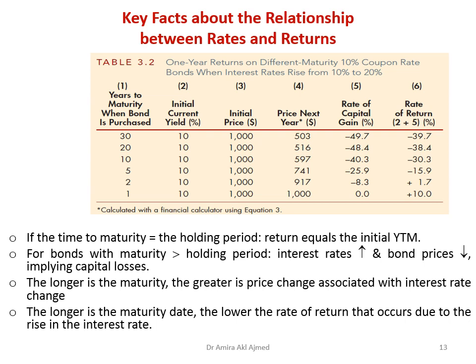Second, for bonds whose terms to maturity are longer than the holding periods, an increase in interest rates is accompanied by a drop in bond prices. This drop in bond price results in capital losses. Third, the further away a bond's maturity date, the larger the size of the price change associated with an interest rate variation. Finally, the further away a bond's maturity date, the lower the rate of return that happens due to the rise in the interest rate.